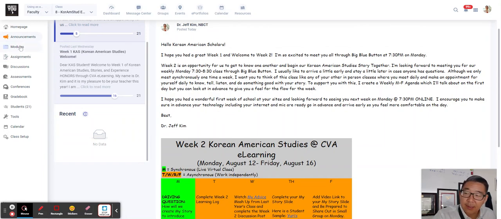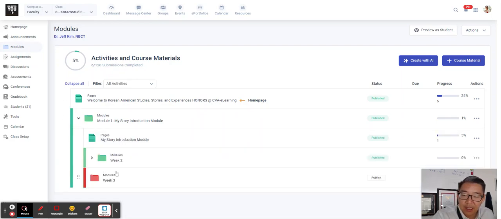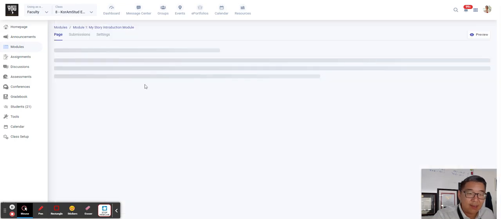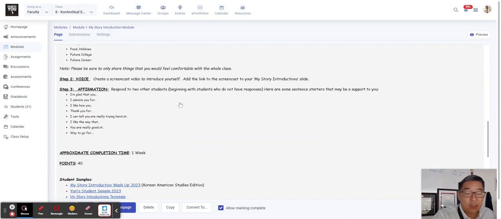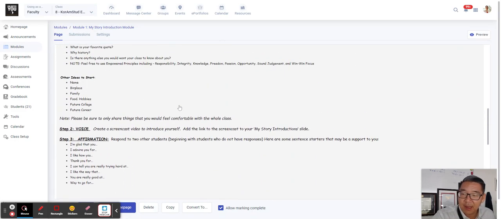So how do I organize this class? Here, going to the modules. So you can see once again, it almost looks similar to that class from South Junior High School, but you can see nested in there, it's going to be a little bit more. First, you're going to see like once again the instructions, this exact same instructions or similar instructions to the seventh and eighth grade classes.